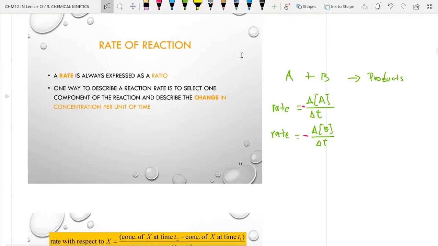And the units, what are the units of rate? Units of rate are important. I repeat, units of rate are important. Therefore, we need to write the units of rate.